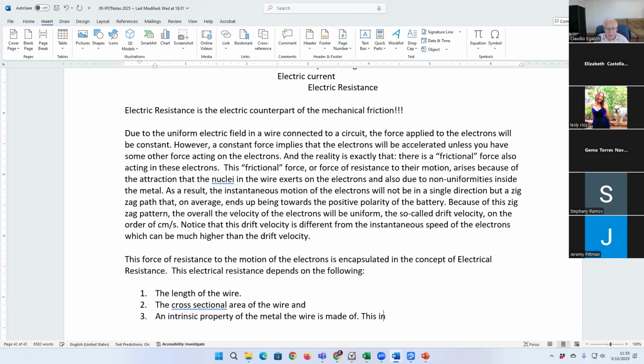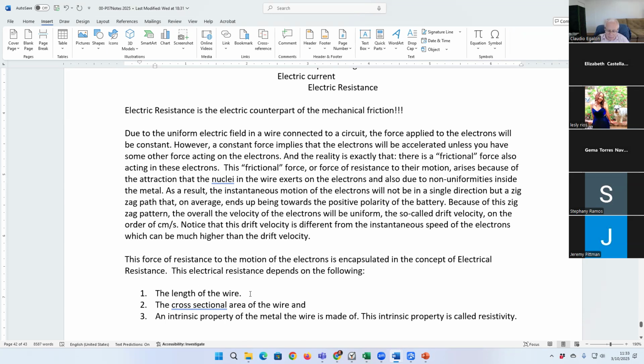This intrinsic property is called resistivity. So that's what we have. This electrical resistance depends on those three parameters: the length of the wire, the cross-section of the wire, and an intrinsic property of the metal. And this intrinsic property is called resistivity.